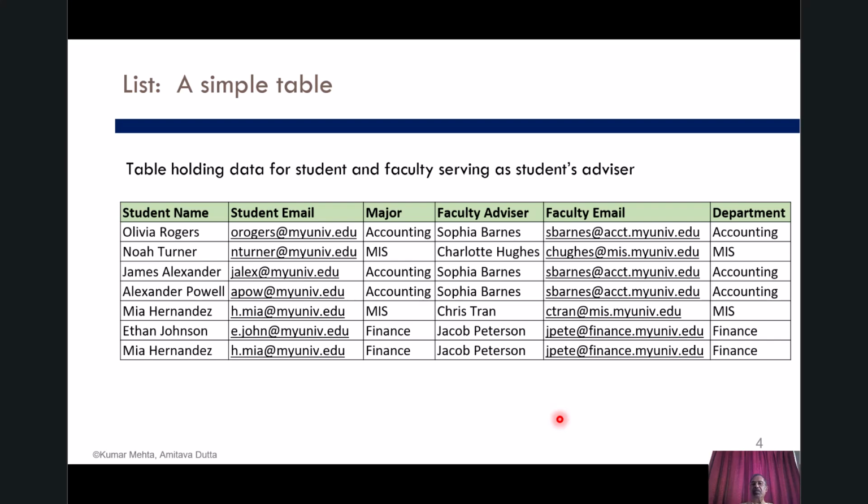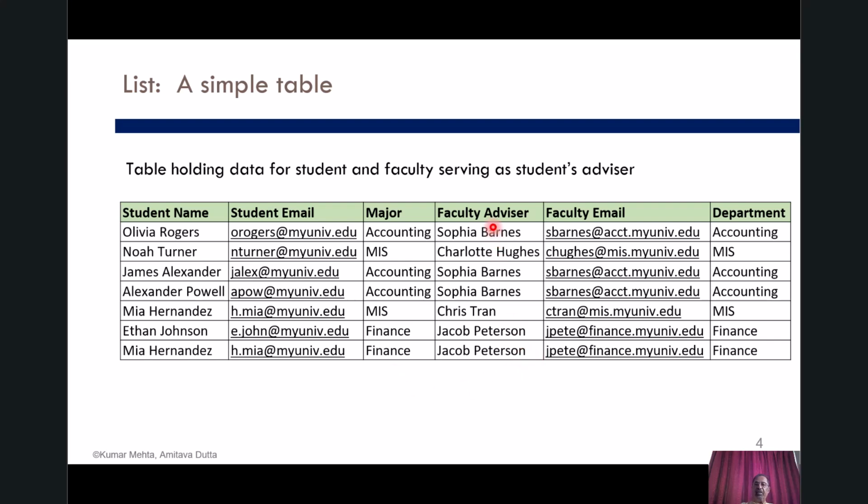So what kind of information do we have in this one big list? Obviously, we have the names of the students. You can see it in the first column over here. We have their email addresses, and we also have their majors. And notice one thing, Mia Hernandez, this particular student, is a double major. You can see that their major is MIS as well as finance. So that's a student with a double major, which can happen.